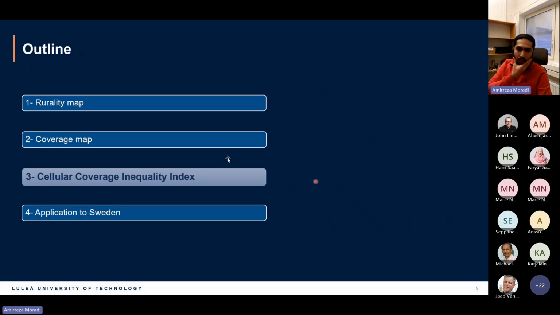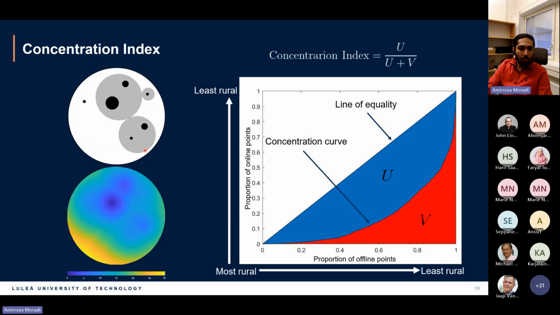And then with those rurality map and coverage map, we can measure the cellular coverage inequality index. On the left side, you can observe again the coverage map and rurality map. You can observe that in the southwest there's extreme rurality, and also there's no coverage. But how can we relate that?